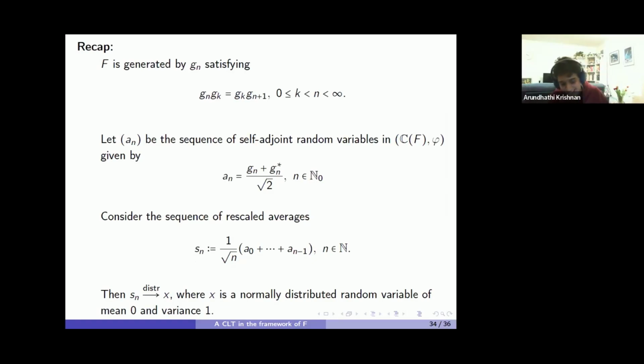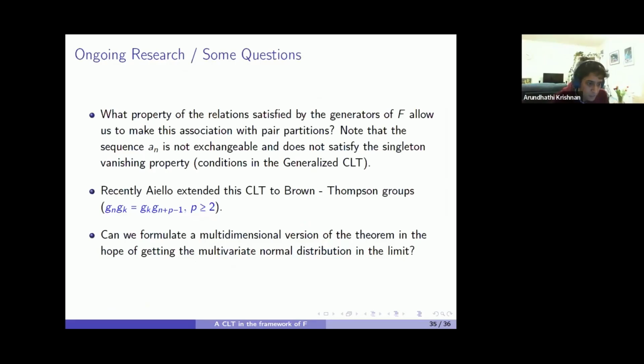So I know I completely sped through that last bit, but I just want to go over this point 1, which says that I mentioned this generalized CLT for exchangeable sequences which satisfy the singleton vanishing property, but the sequence A_n does not satisfy those conditions. It's not exchangeable and it does not satisfy the singleton vanishing property. So it's not something that fits into that basket.